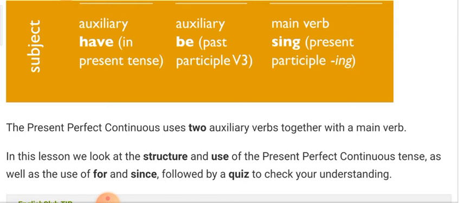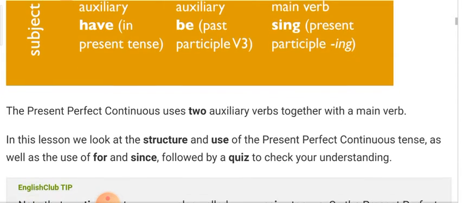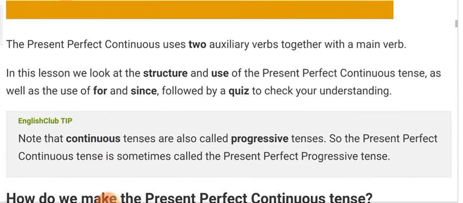In this lesson we will look at for and since, how we can use for and how we can use since. That's very important for us. And in the next video we will discuss sentence building according to positive, negative, interrogative and interrogative negative. Okay, so let's go ahead.